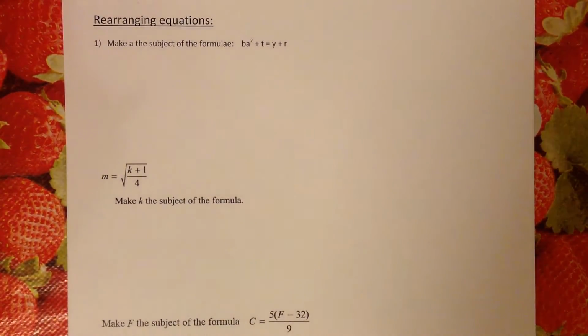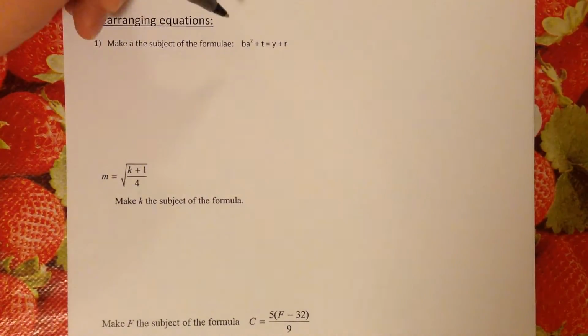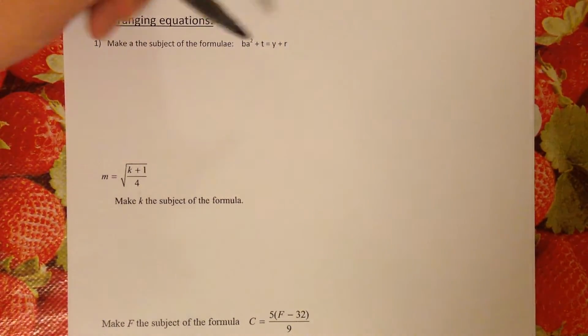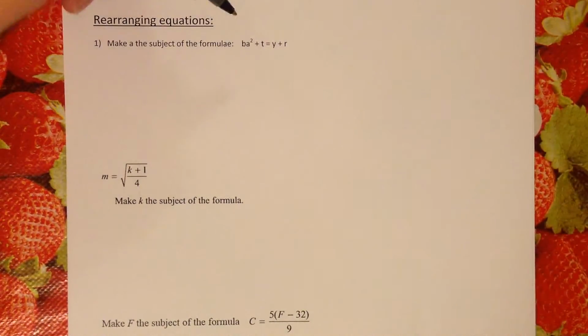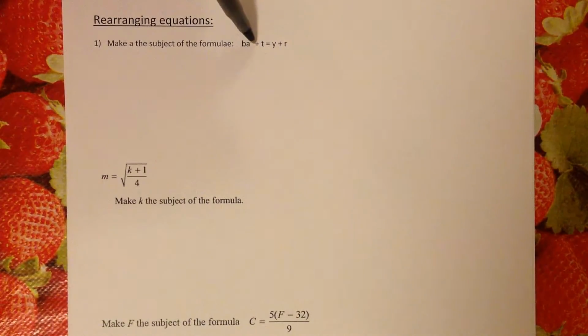So let's take a look at this first question here, and the question says to us, make A the subject of the formula. And that's maths language for get A by itself so that it can then be expressed in terms of everything else in the equation. So what we currently have here is A, and it's being squared, multiplied by B, T is being added to all of that, and it's equal to Y plus R.